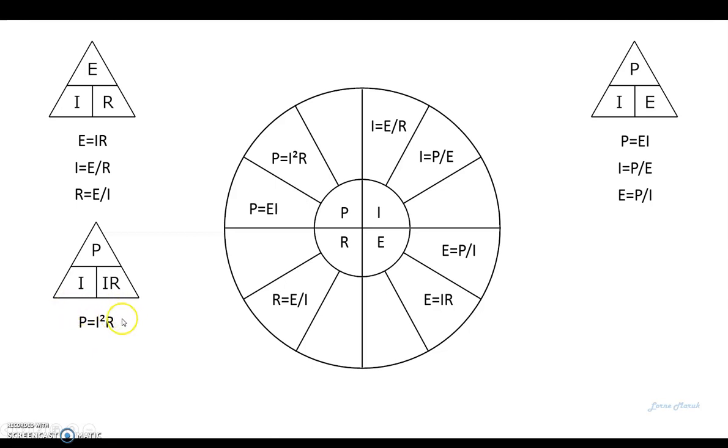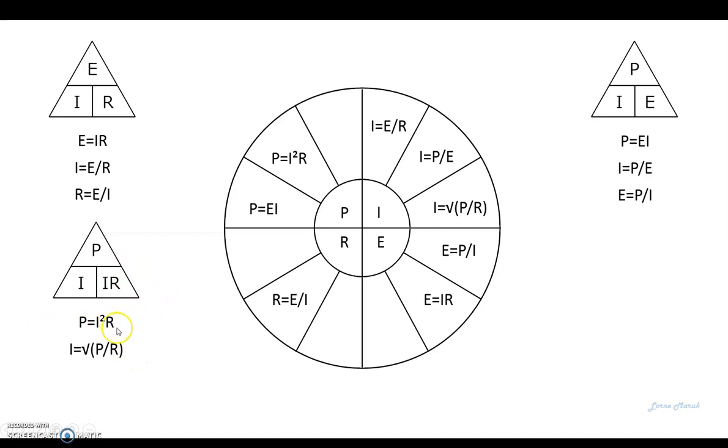Now at this point, we will just transpose to get the rest of the formulas, the next 2. So we'll divide by R on both sides, and R divided by R will leave you with 1, and of course P divided by R will leave you with P over R. And then we have to square root both sides to get rid of the square. So I equals the square root of P over R. Now, I couldn't put the square root sign over the whole equation, so that's why we have the brackets.